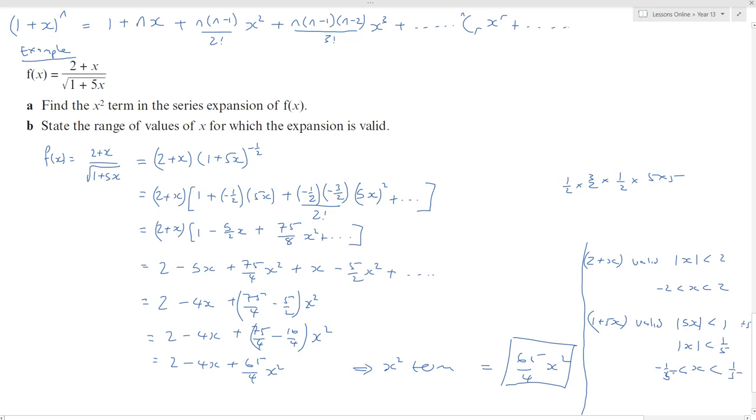Now this range, minus a fifth to a fifth, lies within this range. So 2 plus x works over this range, but 1 plus 5x only works in this range. So that's the region of validity then. You can write it like that, or you can write it like that. Either one of those is correct. Good. So make some notes, and we'll look at another example then.